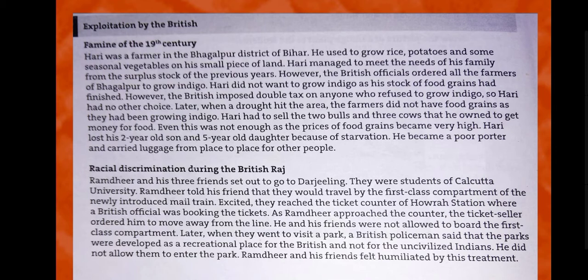As Ramdhir approached the counter, the ticket seller ordered him to move away from the line. He and his friends were not allowed to board the first class compartment. Later, when they went to visit a park, a British policeman said that the parks were developed as a recreational place for the British and not for the uncivilized Indians. He did not allow them to enter the park. Ramdhir and his friends felt humiliated by this treatment.